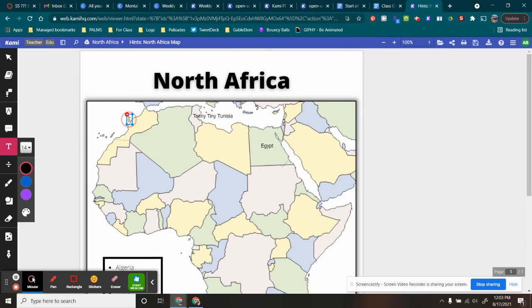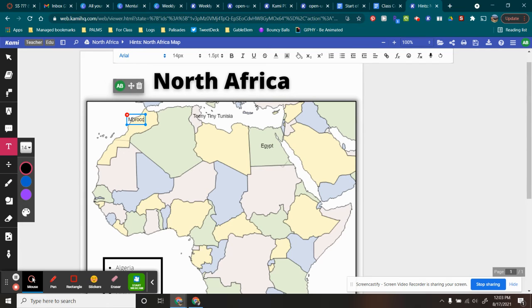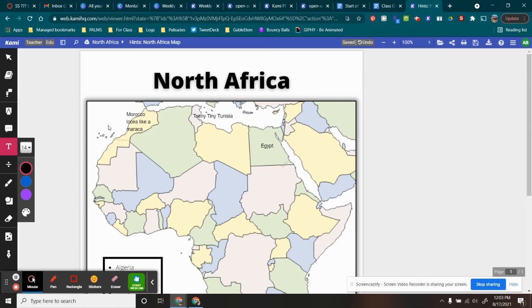Okay. Then we jump over here. I always remember Morocco because it looks like a maraca. Oops, not sure if I spelled that right. Morocco looks like a maraca. I mean, look at the shape here. It's almost like this is that bulbous section where the beans or the rice is. And then this here looks like the handle. So Morocco looks like a maraca.